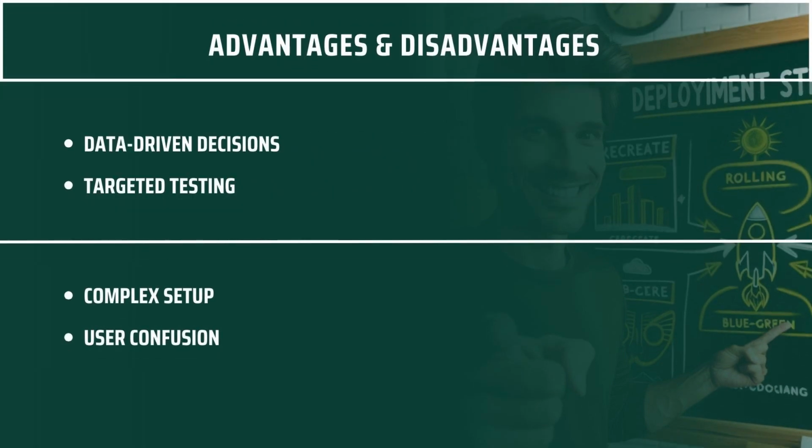This type of deployment strategy allows you to make decisions based on the user feedback and performance metrics, and it can test specific features with a targeted user group. And coming to disadvantages, it requires mainly careful planning and setup to ensure accurate results. And sometimes users may get confused if they experience different versions of the application.